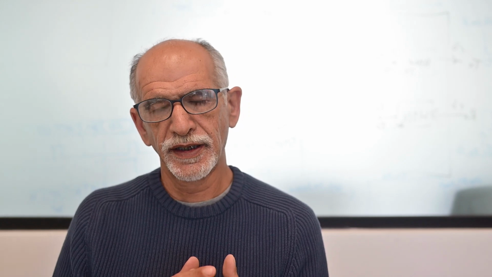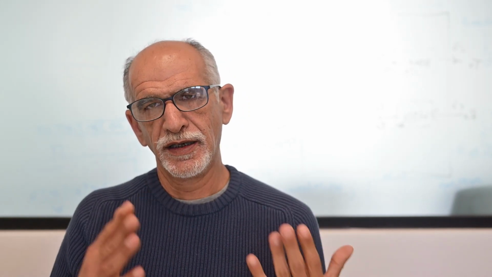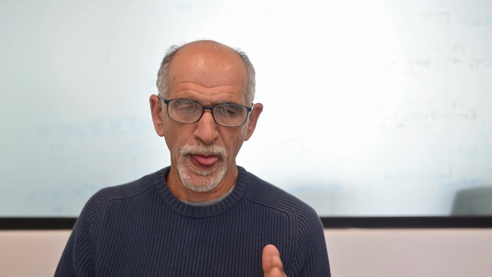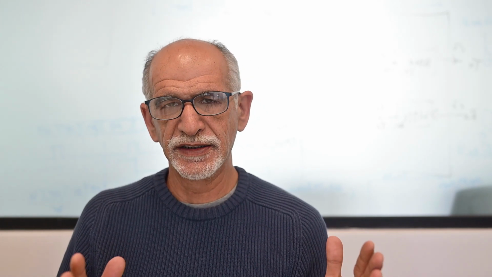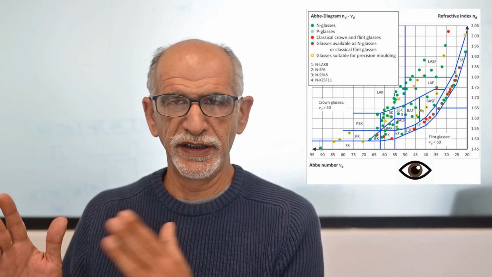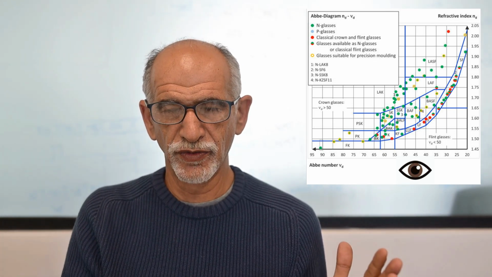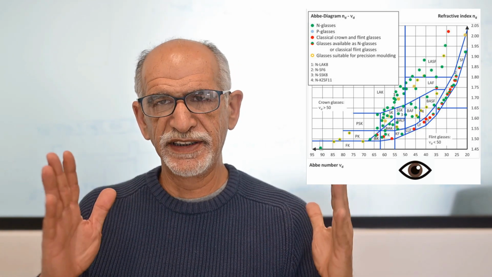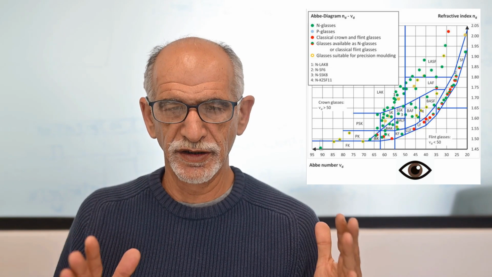Well, the physical or mathematical representation of the propensity of transparent material to disperse light is the Abbe number. And the Abbe number of the eye is 45 on a scale that goes between 0 and 100, where 100 is a complete resistance to chromatic aberration.